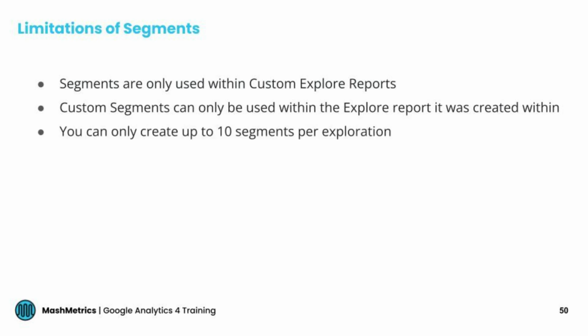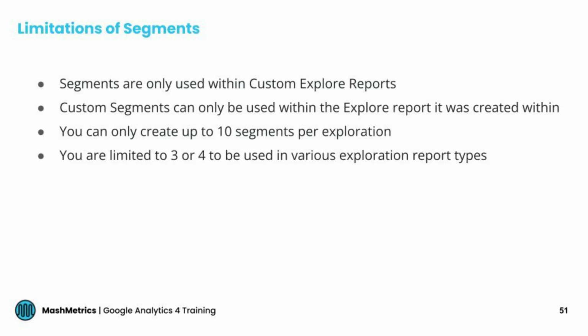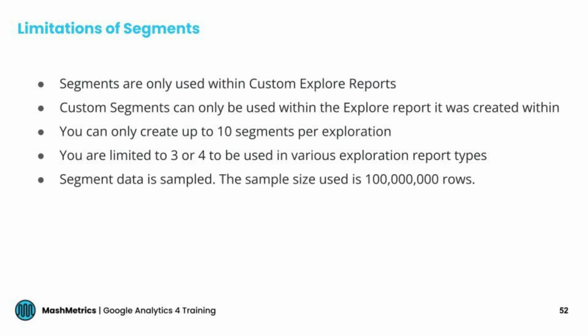You can only have 10 segments in a report at any given time. That said, you have a limit of 3 to 4 to be used within a separate report at any given time. Last but not least, segment data is sampled. However, this will probably not affect most users, as you need 100 million rows in order for that to start to come into effect. And that's quite a bit.